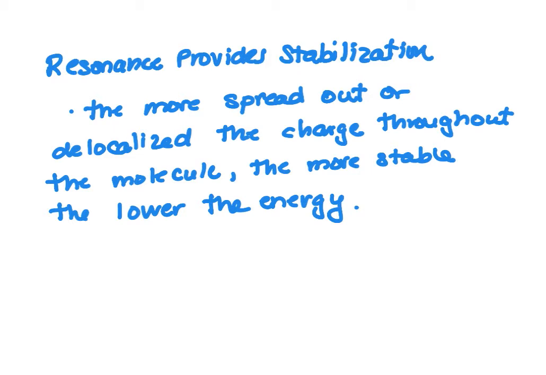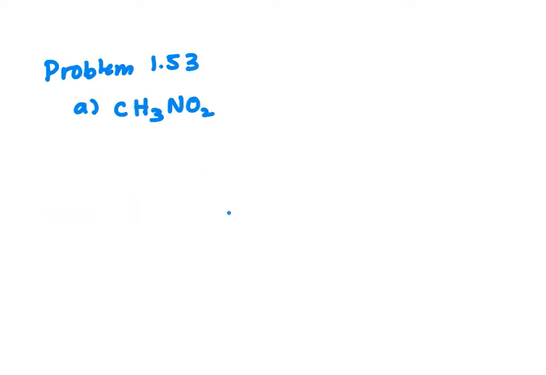Let's do some examples to demonstrate these principles. So we're going to work on problem 1.53a, where we have CH3NO2. And we have to draw all resonance contributors for each of the following molecules. And we need to include curved arrows that indicate which pairs of electrons are shifted in going from one resonance structure to the next. So I didn't discuss this in the previous slides.